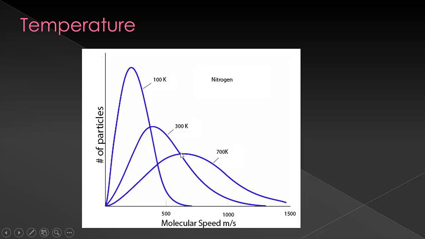But when you're looking at what it does to your average speed, what you're really looking at is your x-axis. And you can see that it shifts quite a bit to the right, meaning that most of your particles, this peak of where most of your particles are, is at 700 meters per second.